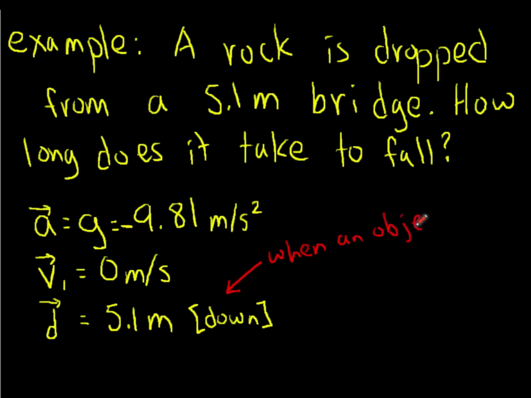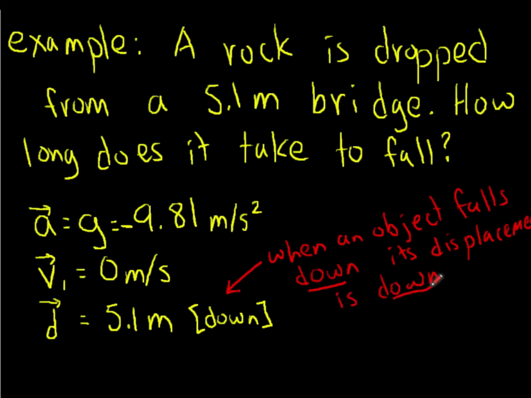When an object falls down, its displacement from start to finish is down. This means that it has a negative displacement. So displacement in this case is negative 5.1 meters. We're looking for time. Time is question mark. The formula that includes displacement, initial velocity, time, and acceleration is displacement equals Vi t plus 1/2 a t squared.